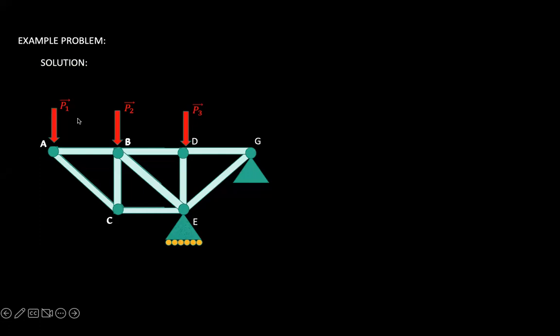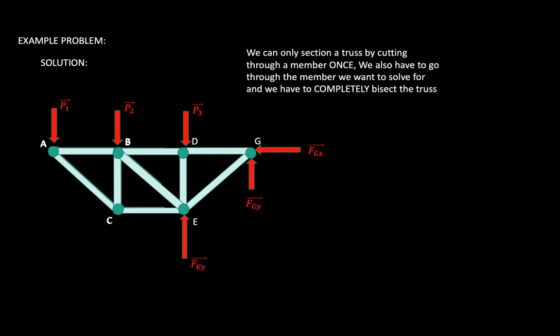The solution, first we will replace each of these, the roller and the pin, with forces. We have force EY, the reaction force at E, acting on E, and we only have a Y component of the reaction force there. At the point G, we have two reaction forces. We have an X component and a Y component. Generally, it is hard to know this, so sometimes we will arbitrarily denote an X component and Y component to both, but in this case, we already know that there is only a Y component of the reaction force at E.